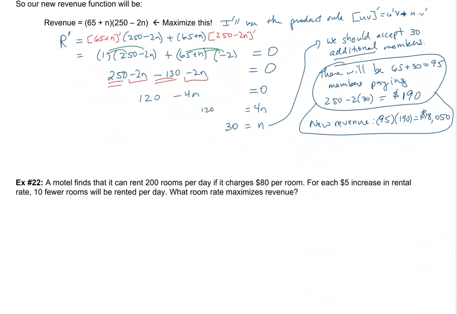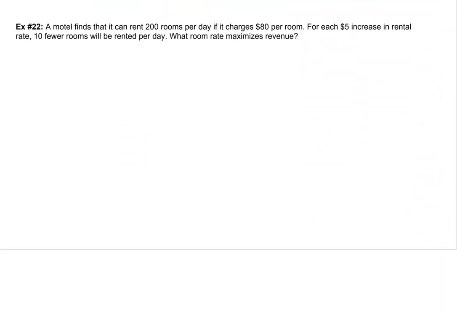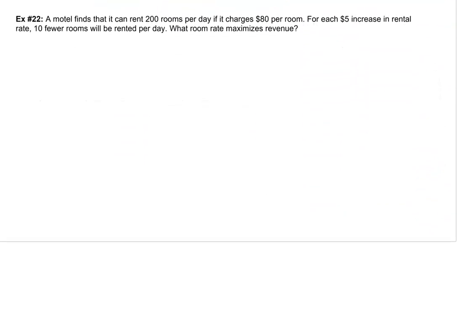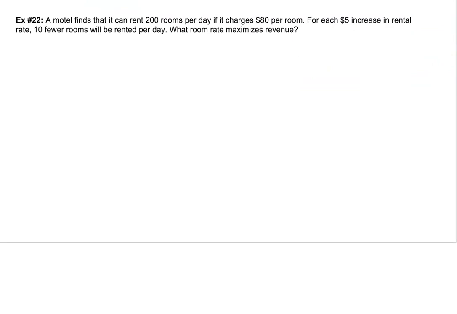It'll be a similar kind of setup, only now we have a motel. And normally it rents 200 rooms per day at a charge of $80 per room. And now look at this. We're going to increase the price. Here's an increase: a $5 increase in price corresponding with 10 fewer rooms.